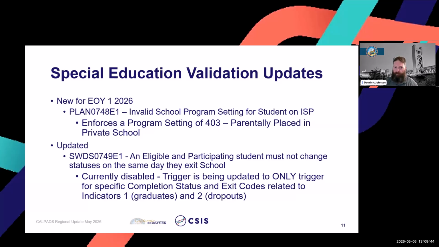An update on students with disabilities status 749E1, which is an eligible participating student must not change statuses on the same day they exit school. This is currently disabled. The trigger is being updated to only trigger for specific completion statuses and exit codes related to indicators 1 and 2, graduates, and dropouts.